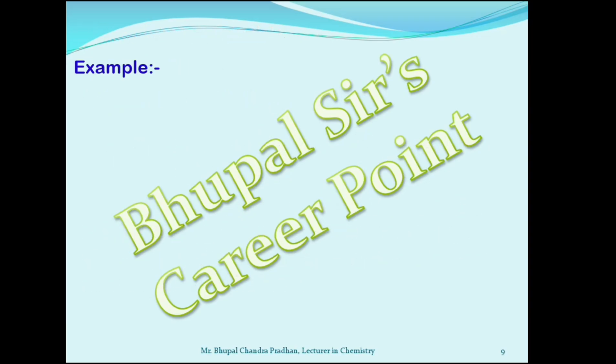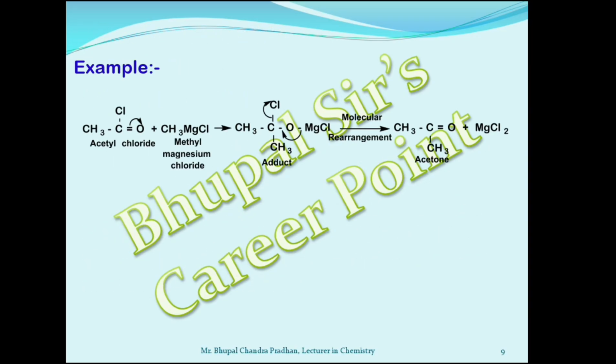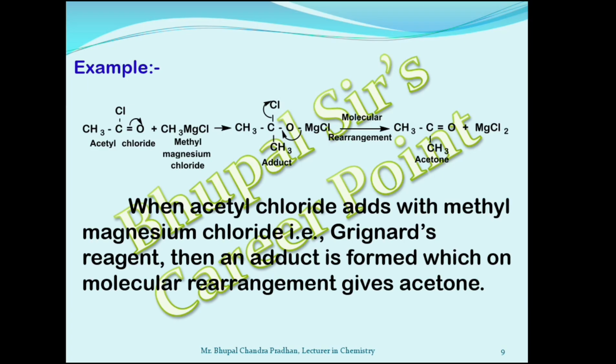Let us come to an example. Let us take CH3 in place of R. Then when acetyl chloride or ethanoyl chloride reacts with methyl magnesium chloride, in the same way an adduct is formed, and by molecular rearrangement it gives us acetone or propanone. In the statement we have to write down: when acetyl chloride adds to methyl magnesium chloride, that is Grignard's reagent, then an adduct is formed, which by molecular rearrangement gives acetone.